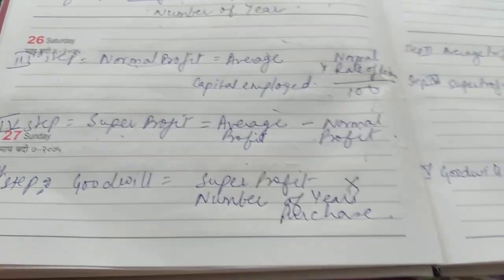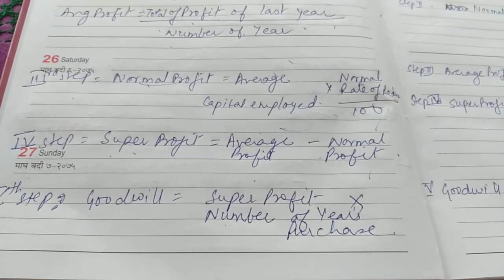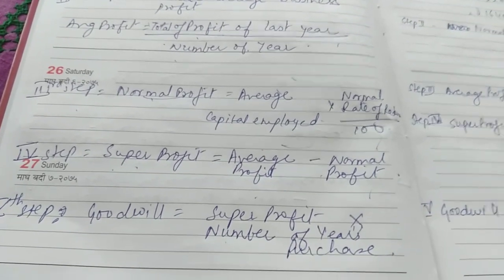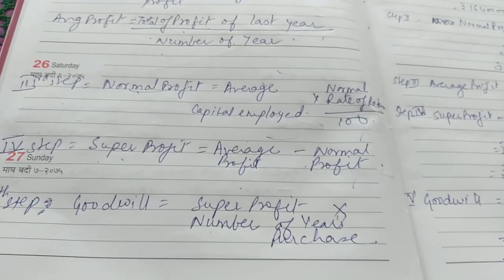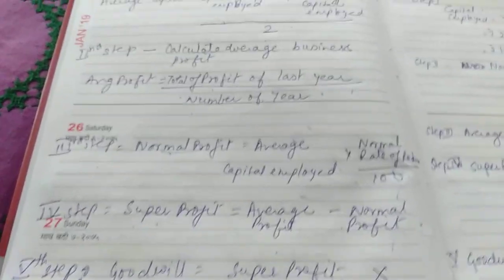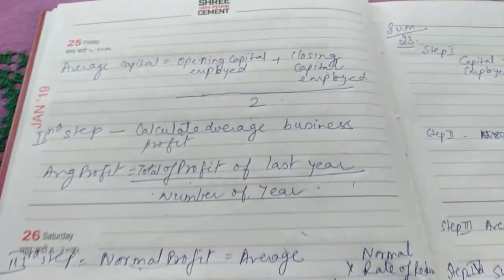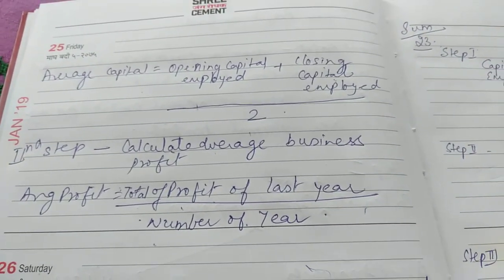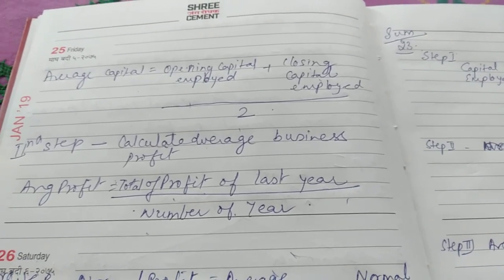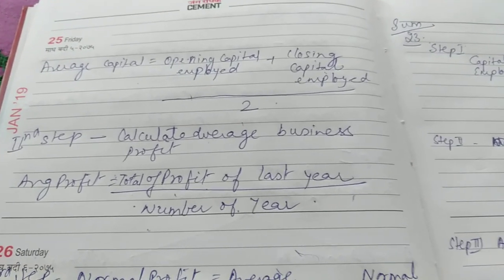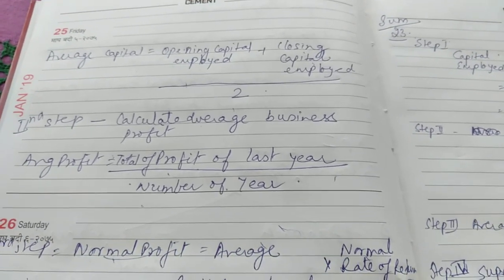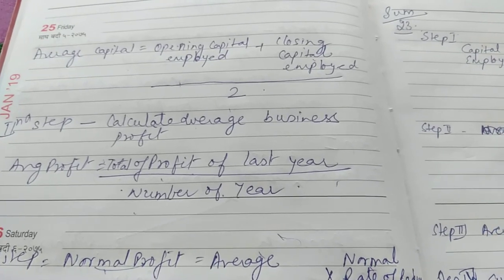And the last step is goodwill. Super profit multiplied by the number of years' purchase will be your goodwill, and that will be your answer. You can have a look again at all the steps. Everything depends on the information given in the question. Like if they give you average capital employed straight, then you do not need to apply all the formulas. You will just calculate normal profit by multiplying by the rate of return.